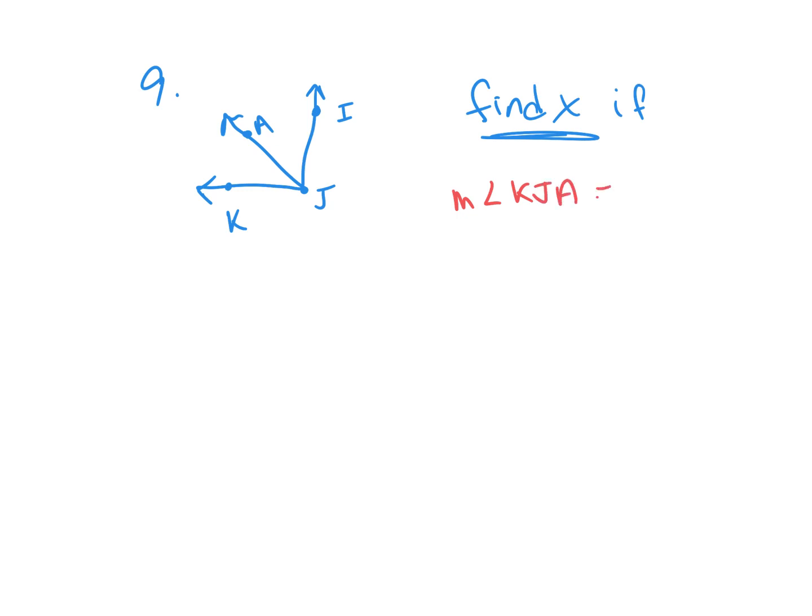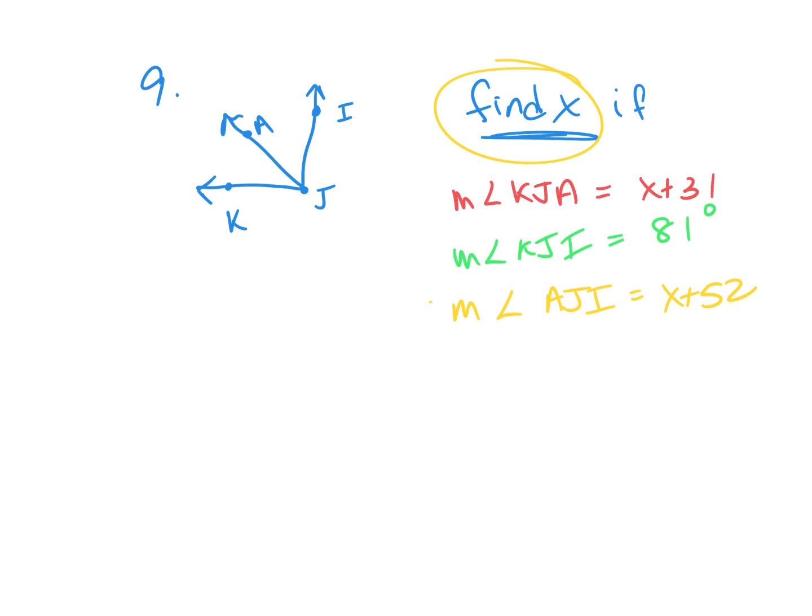For the next problem: the measurement of KJA is X plus 31. The measurement of KJI is 81 degrees. And the measurement of angle AJI is X plus 52. And they want you to find X, okay?